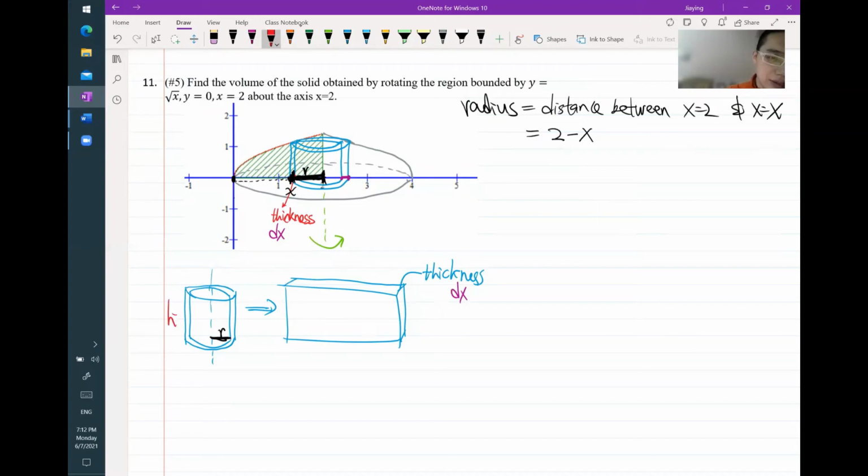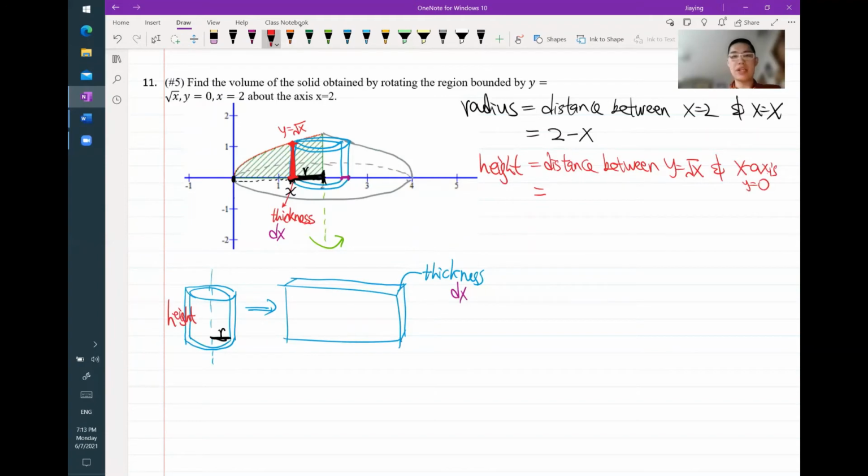Now the next step is to find the height. This is the height of that cylindrical shell. And that height is the vertical distance between the red curve and the x-axis. Height equals the red curve, which is y equals square root of x, the distance between y equals square root of x and the x-axis. The x-axis has the equation y equals 0, and because it's a vertical distance, we'll just subtract the two y values. The one on top is square root of x, the one at the bottom is 0, so square root of x minus 0. That's the height.